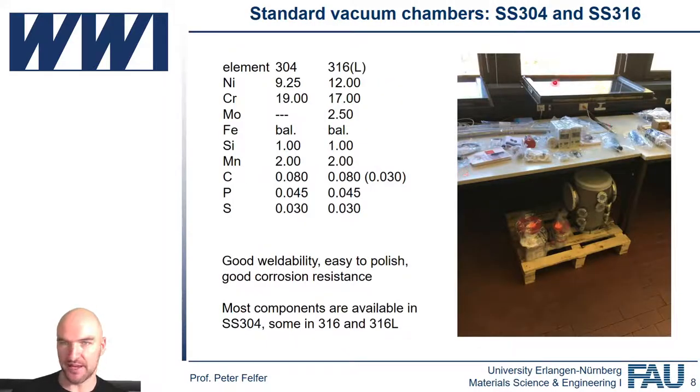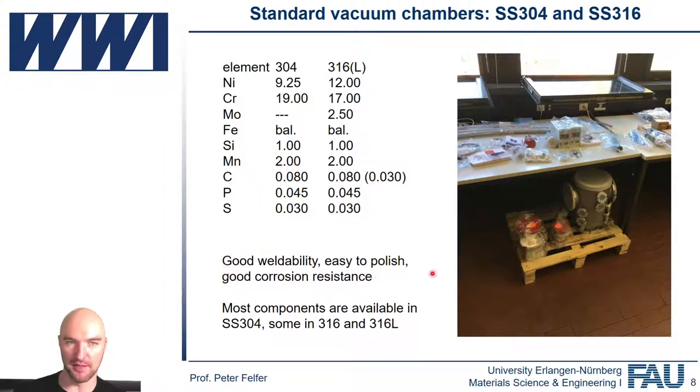Okay, so our standard vacuum chamber materials are stainless steel 304 and 316. They are just austenitic stainless steels. The 316 one is with molybdenum, and it's usually used wherever we have electropolished chambers. In the LEAP chambers, for example, they are all electropolished.